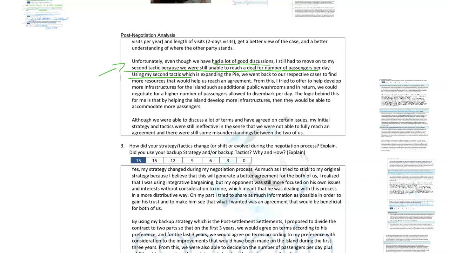"And using my second tactic, which is expanding the pie," another tactic for integrative negotiation, "we went back to our respective cases to find more resources that would help us reach an agreement." So they both ended up engaging in expanding the pie, which he started using as a tactic, brought his opponent in on the dialogue, and they were able to find more things to kind of build into the potential agreement. And he goes on to explain that. And then he has a little summary at the end.